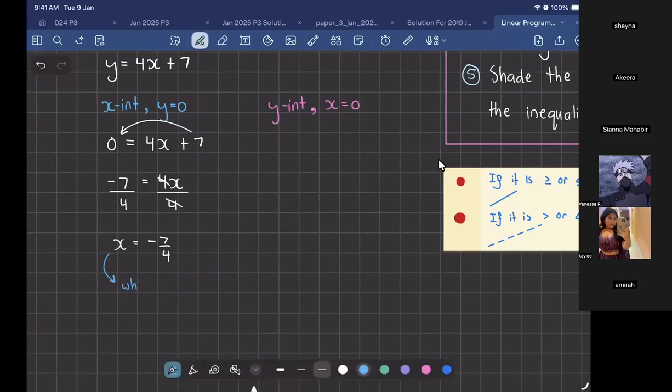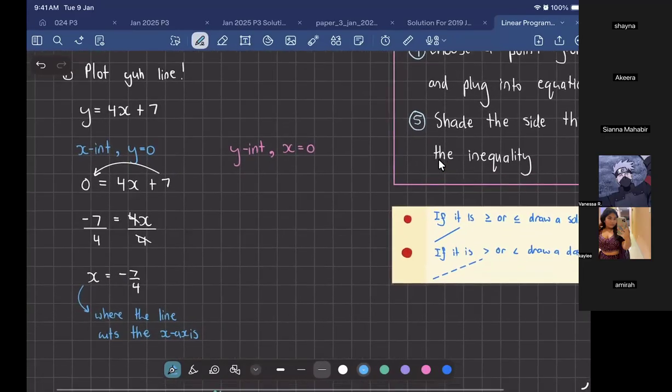All right. So we're going to write all the statements here. Where the line cuts the x-axis. Nice. Now let's move on to the y-intercept.